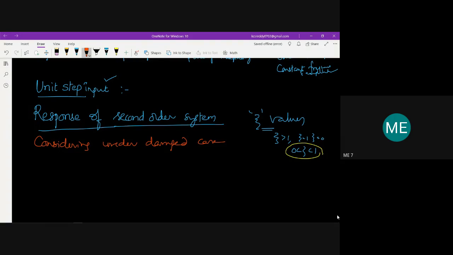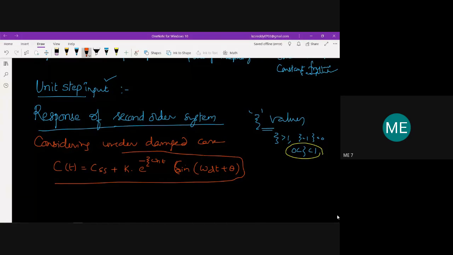Okay, so I'm going to find out C of t, which you have been told. While discussing the cases, we have told that C of t is equal to C_ss plus some constant, and an exponential term e to the power minus zeta omega n t into sine omega d t plus theta. So we are going to get this equation. How to derive this equation? We'll discuss now.